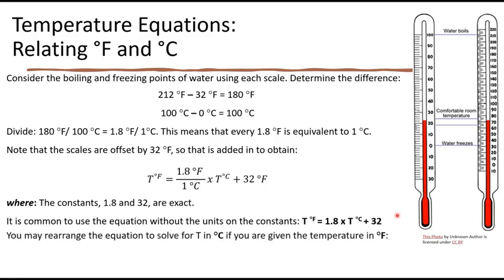We may need to rearrange this equation to solve for the temperature in degrees Celsius. To do so, we need to subtract 32 from both sides and then divide by 1.8. Make sure to take the difference first or put the difference in parentheses before we divide by the 1.8. Once we do so, we can solve for the temperature in degrees Celsius.